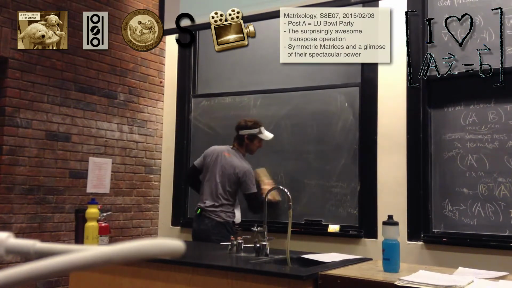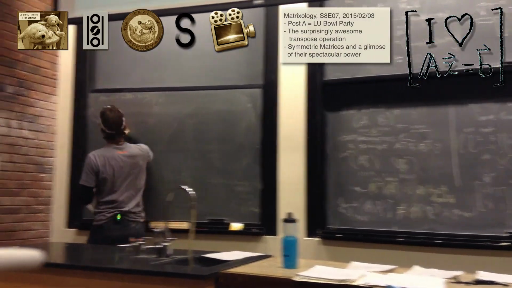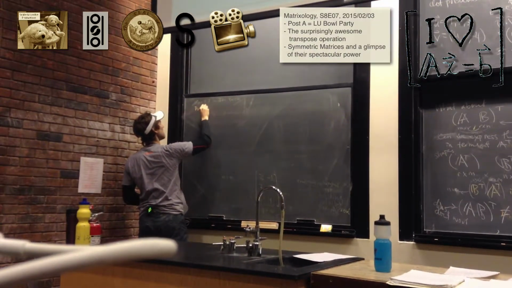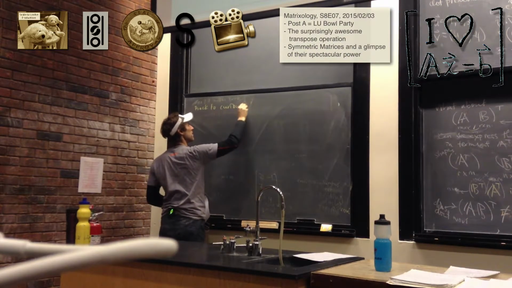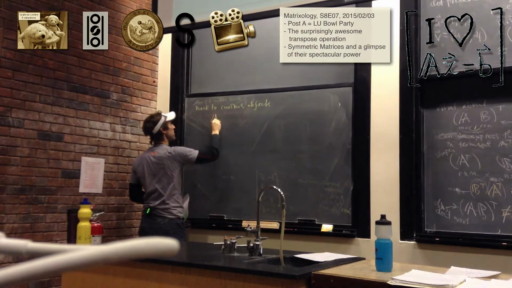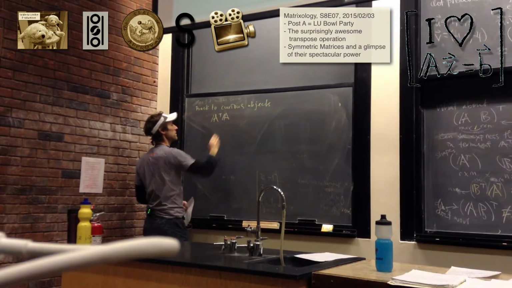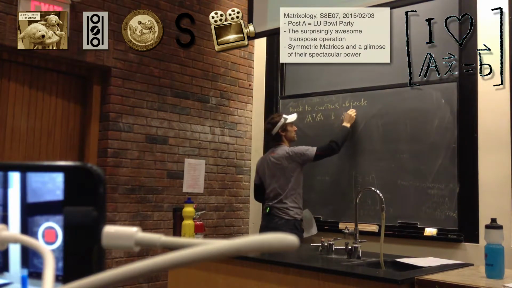So I told you about A transpose A before. So let's go back to those, back to these curious objects. A transpose A. So we know it's a square matrix. And A transpose.